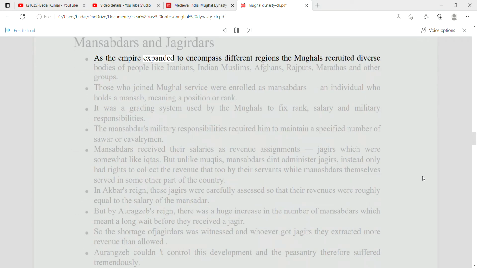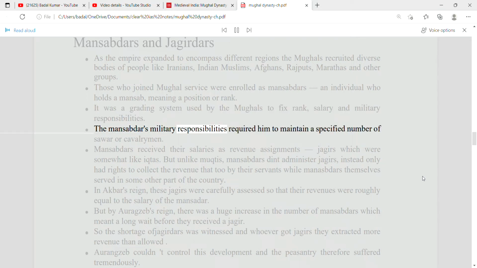Mansabdars and Jagirdars. As the empire expanded to encompass different regions, the Mughals recruited diverse bodies of people like Iranians, Indian Muslims, Afghans, Rajputs, Marathas, and other groups. Those who joined Mughal service were enrolled as Mansabdars, an individual who holds a mansab, meaning a position or rank. It was a grading system used by the Mughals to fix rank, salary, and military responsibilities. The Mansabdar's military responsibilities required him to maintain a specified number of sawar or cavalrymen.